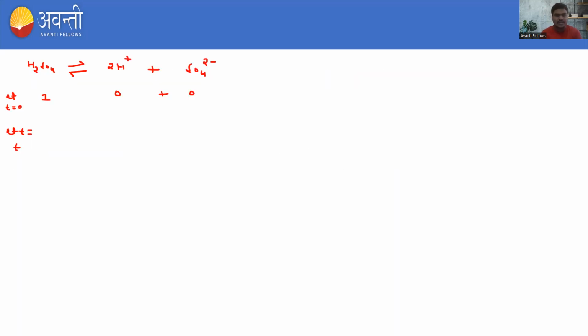So let's see, the degree of dissociation is alpha. So if this is 1 minus alpha, right? If alpha went from 1, then from 2 how much will go? Obviously 2 alpha. So this is 2 alpha, and this is again alpha. So this is 1 minus alpha, 2 alpha plus alpha. So what is i? Can you tell me what is i from all this?